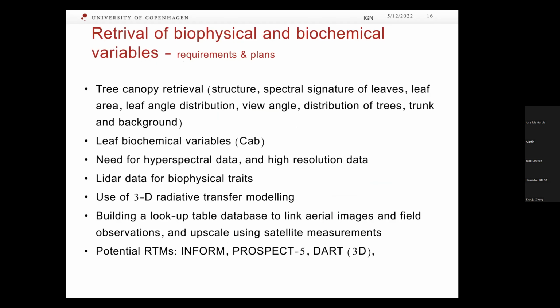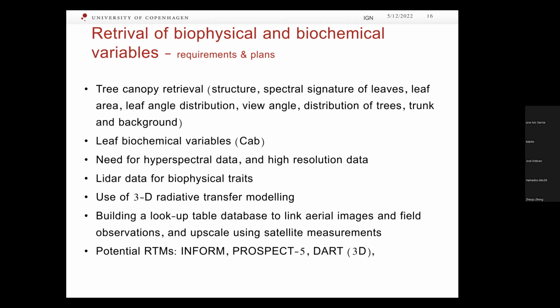So now the next plan is about using RTMs to characterize our trees for some biochemical variables like leaf chlorophyll content, and also the crown or canopy nitrogen content. And here is just a glimpse of the ideas of what we know that we will need. For instance, we will need the tree structure, spectral signature, leaf area, and angle distribution, and most of them can be obtained from the LiDAR.